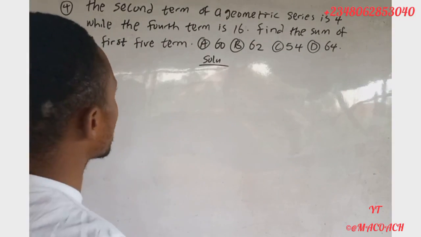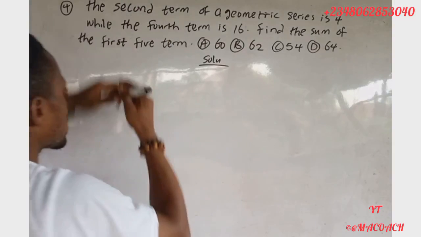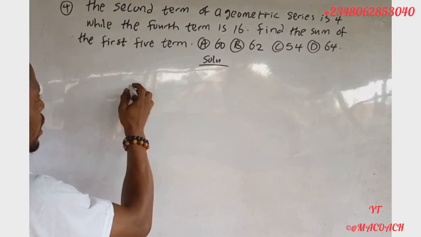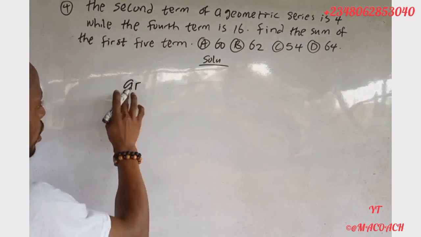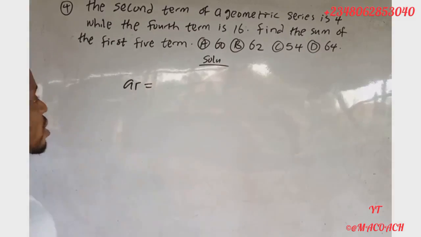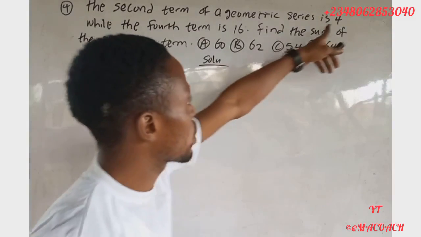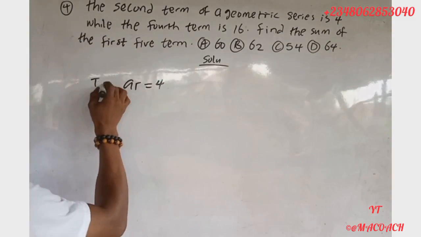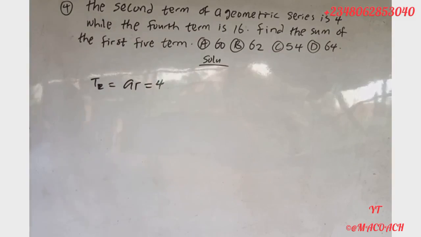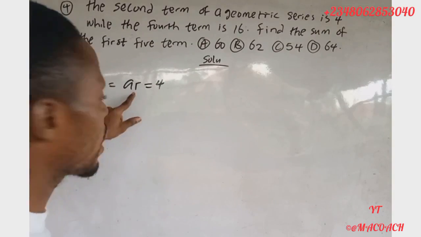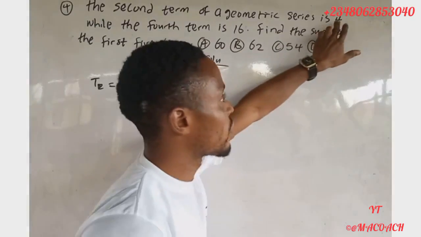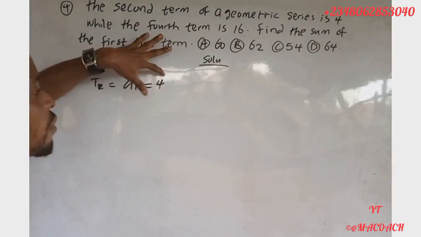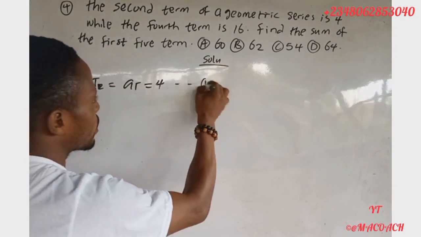So let's interpret it here. They give us the second term. The second term of a GP is T2 equals A times R, which is equal to 4. This is the second term of a GP, equal to AR, and it's equal to 4. So let's call this one equation 1.